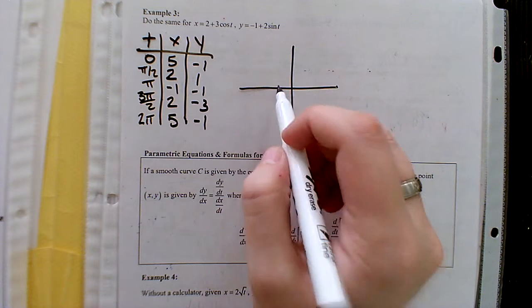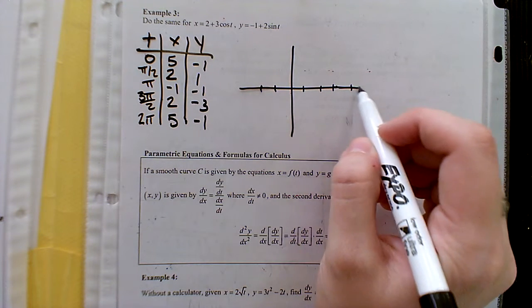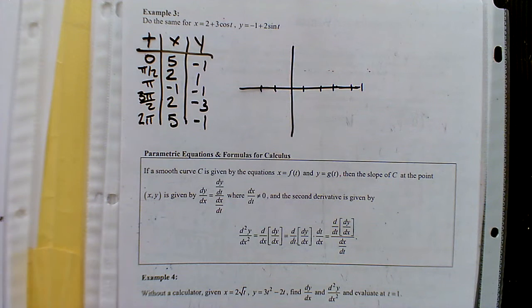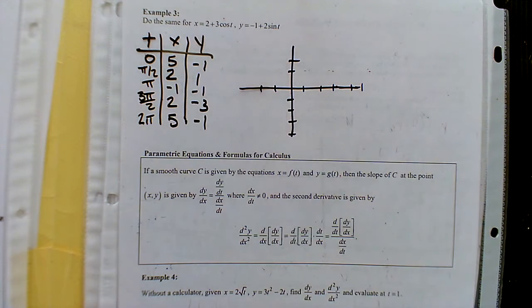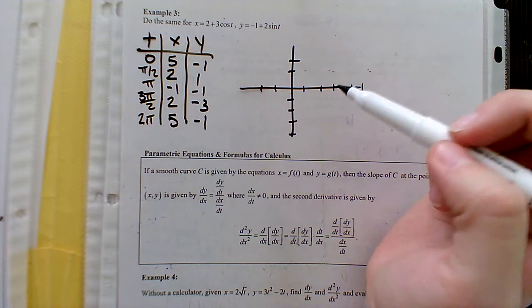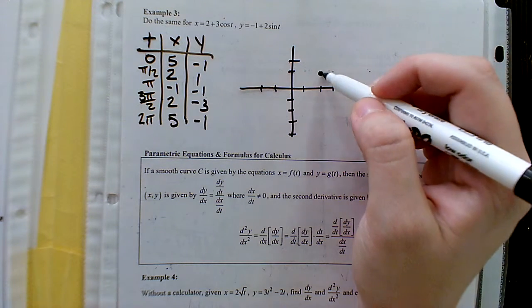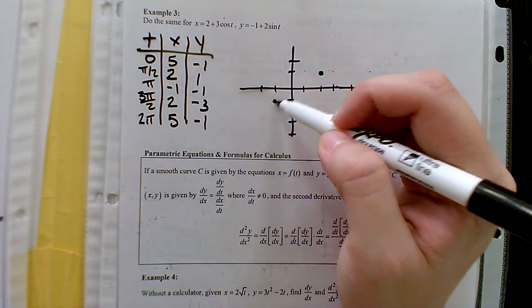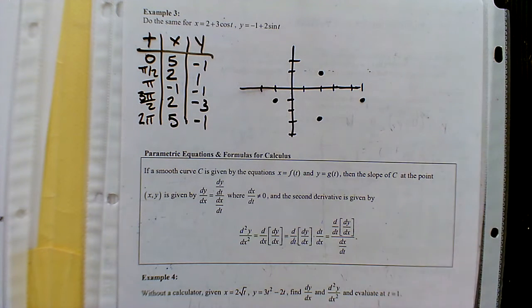Alright, so on the x-axis, we have to go out to negative 1, but then out to 5. And then on the y-axis, up to 1, but down to negative 3. Alright, so let's plot some points. 5, negative 1, 2, 1, negative 1, negative 1, 2, negative 3, 5, negative 1. So we're back at the start. What do you think it's going to look like?